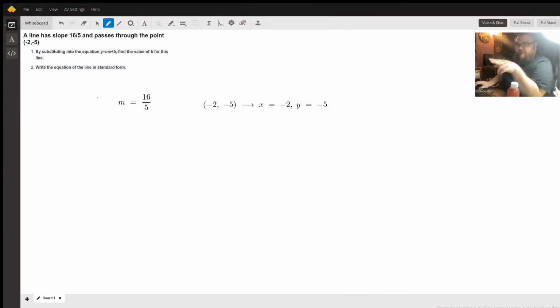Want to get you through this problem. This is a pretty standard slope-intercept to standard form problem. Gonna have to skip some things. I only got 5 minutes for the recording, so let's get started.